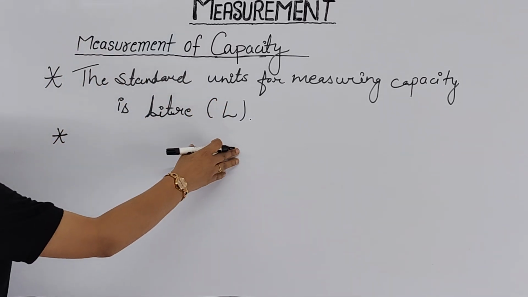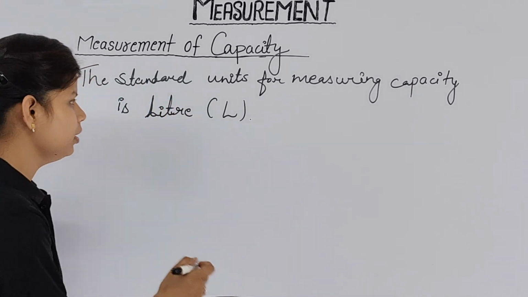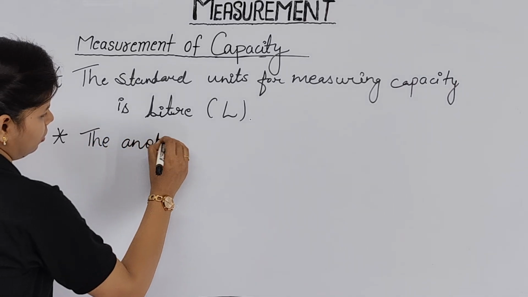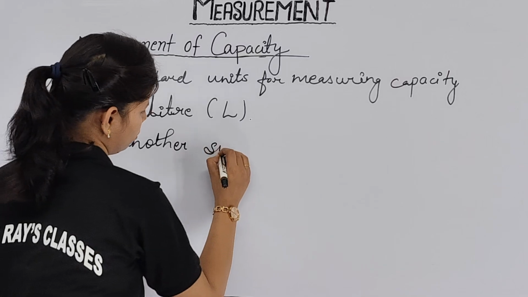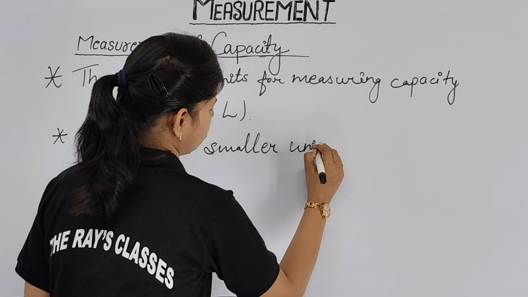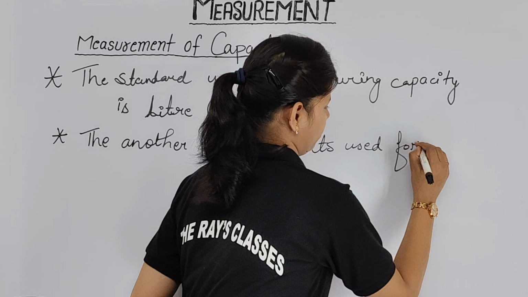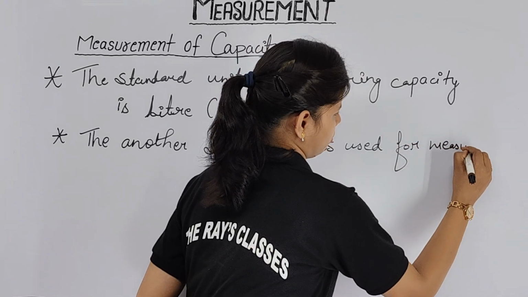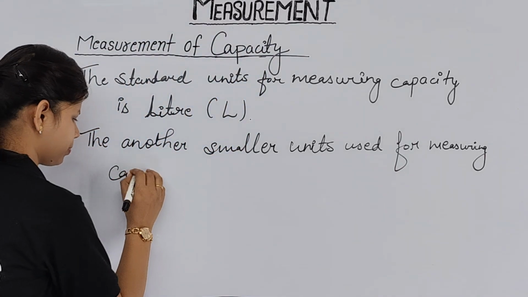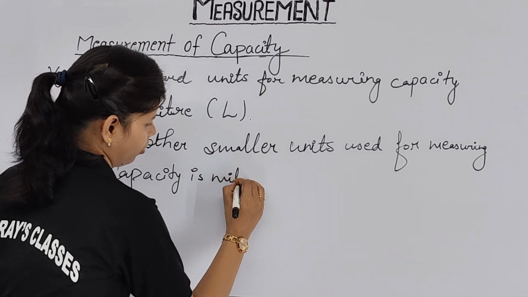If somebody asks you what is your next unit for measurement, that will be your milliliter. Sure children? So the other smaller unit, it is not standard, you can say a smaller unit, used for measuring capacity, is milliliter. I hope you are clear about it.